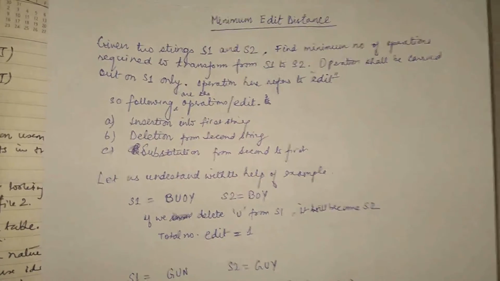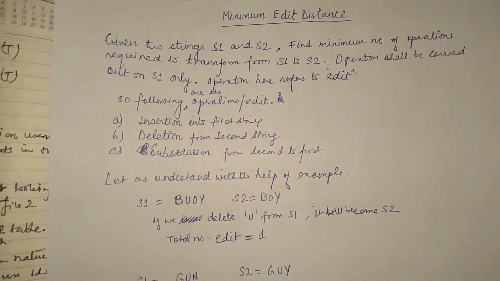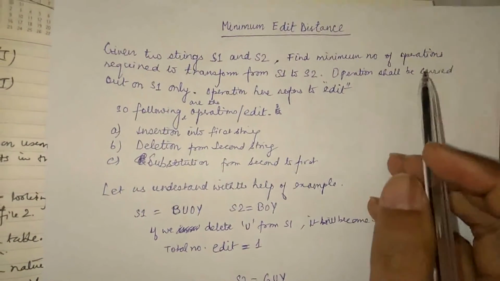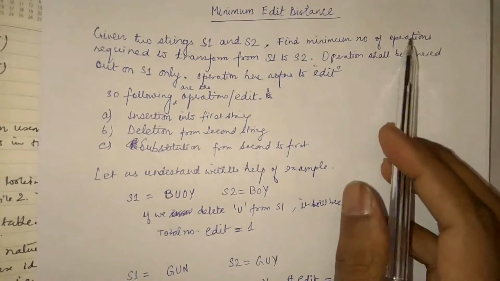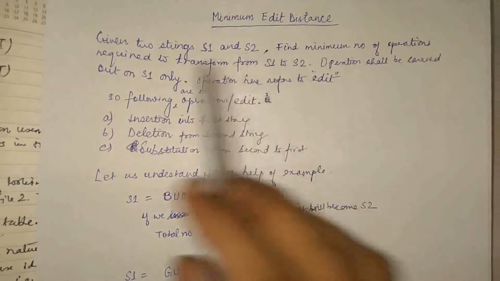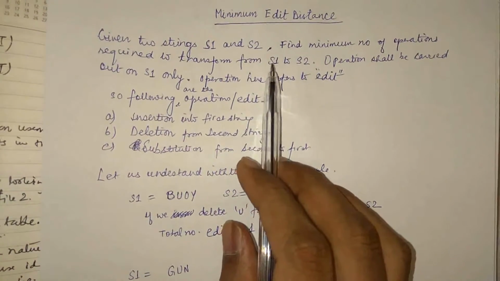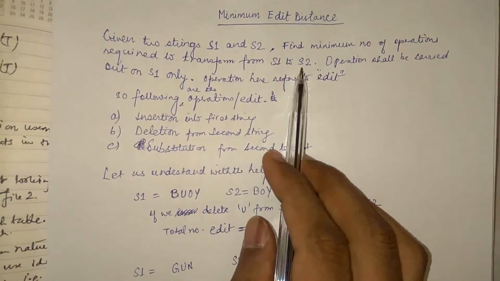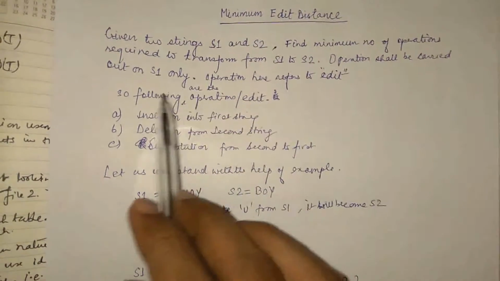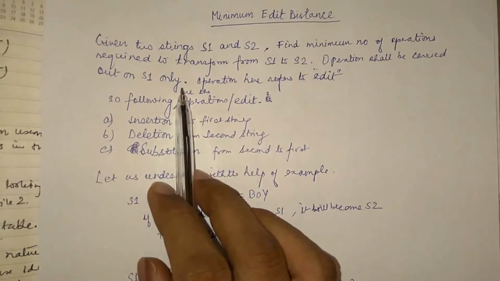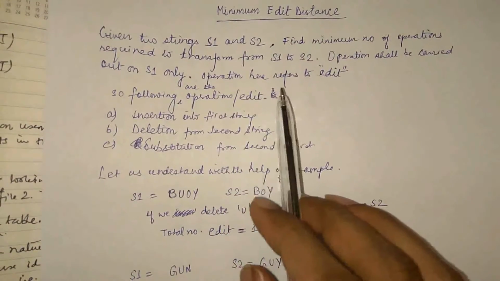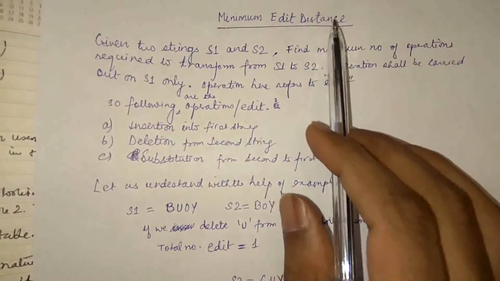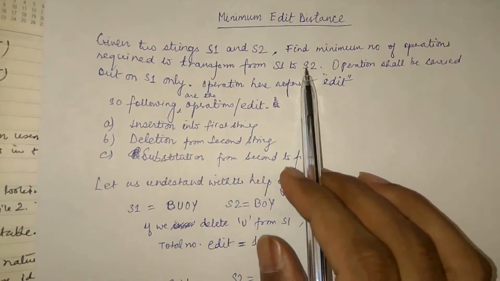So what is this problem? We are given two strings S1 and S2. We need to find the minimum number of operations, that is the minimum number of edits, required to transform one string into the other. So we need to transform S1 to S2. Operations shall be carried out on S1 only. Right. Operation here we are calling an edit. So basically, the minimum number of operations required to transform one string to another.